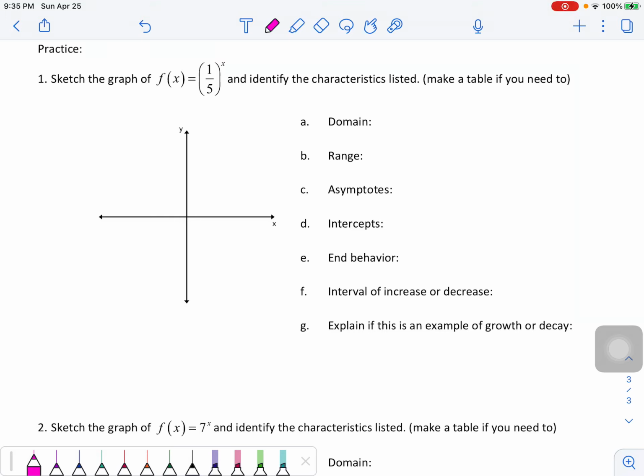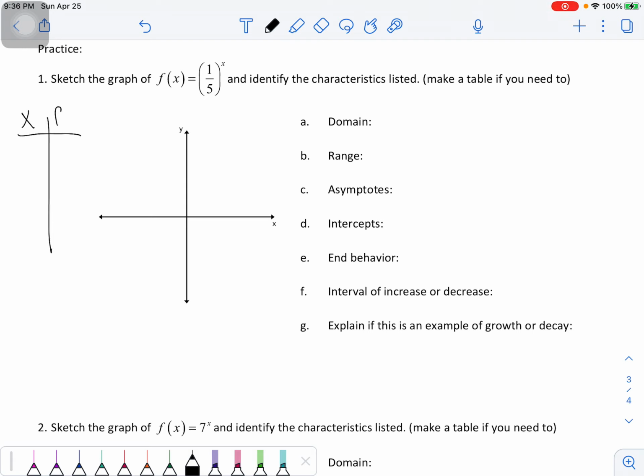All right, in this video, I'm going to go through the two practice problems, and we're going to start with: sketch the graph of f of x is equal to 1/5 to the x. Identify the key characteristics listed. Make a table if you need to. Now, what it means to make a table if you need to, I'll go ahead and make a table. If you're not sure what 1/5 to the x looks like, then make a quick table of values.